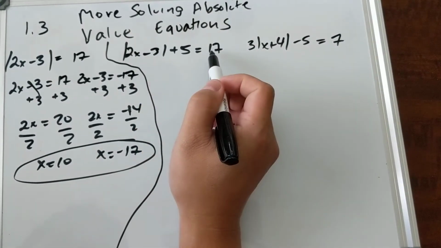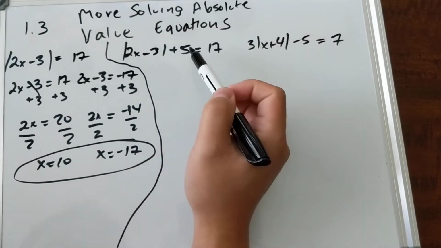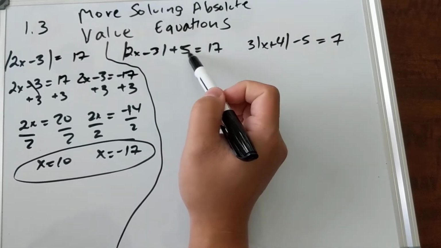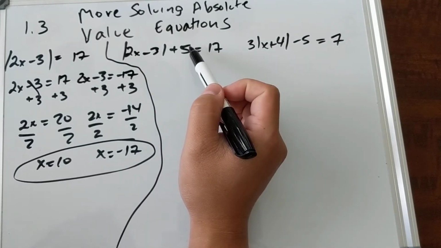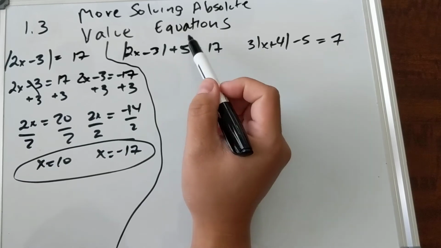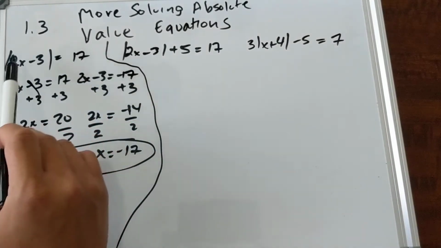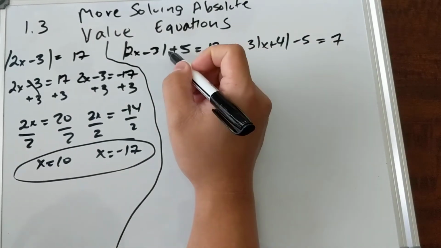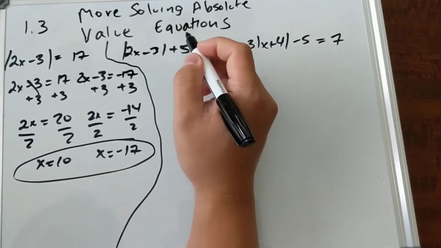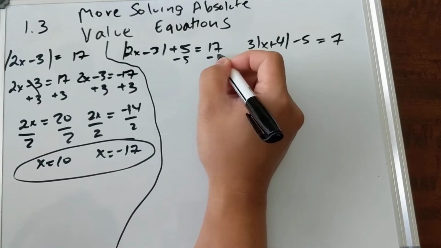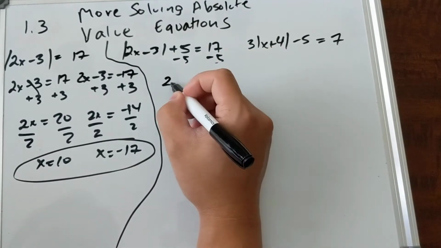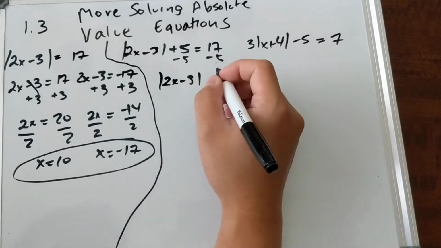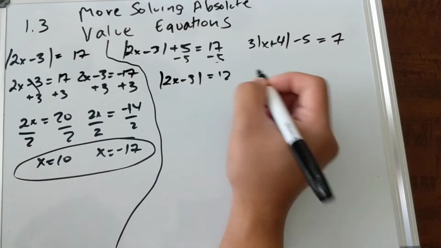Now let's look at this equation. This equation is a little bit different because now we have something sitting outside of my absolute value equation. I have this plus 5. I don't really like this, but if I can somehow make it look like this, I'm going to be able to solve it. So I'm just going to go ahead and get rid of this thing on the outside. So how do you get rid of this plus 5? I'm going to go minus 5, and then I'm going to go 2x minus 3. I have to keep my absolute value bars right here.